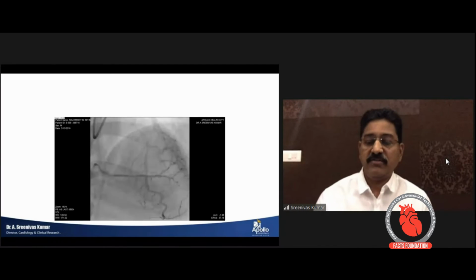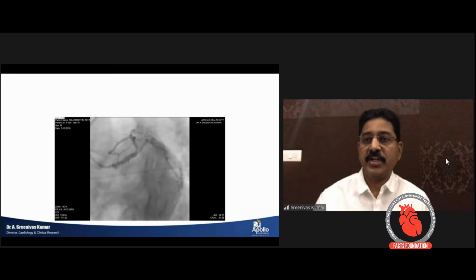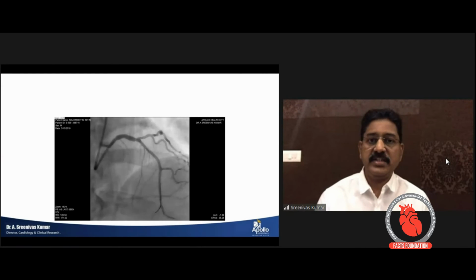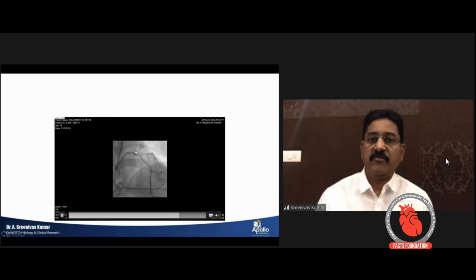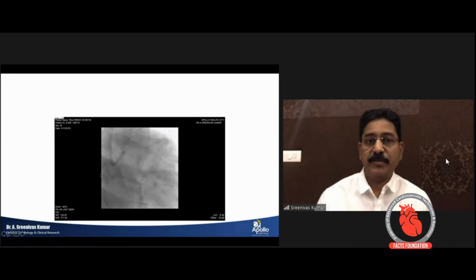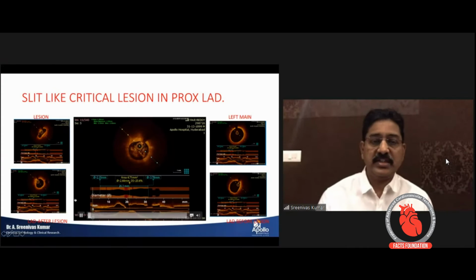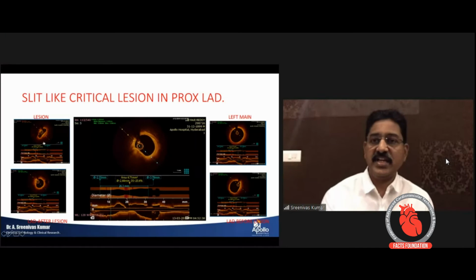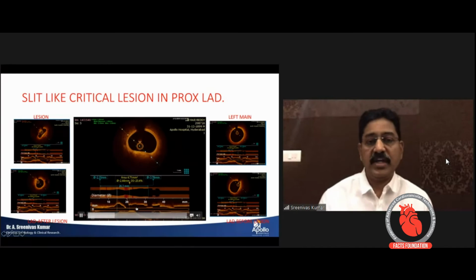And once the imaging comes positive, we explained that we would do stenting. This is the OCT catheter. We started imaging from the mid-LAD to the left main. So this is the point exactly. I try to freeze it at the point where the lesion was tightest. And if you see here, that is a slit-like lesion he had. And the left main and the proximal and distal LADs were all right.